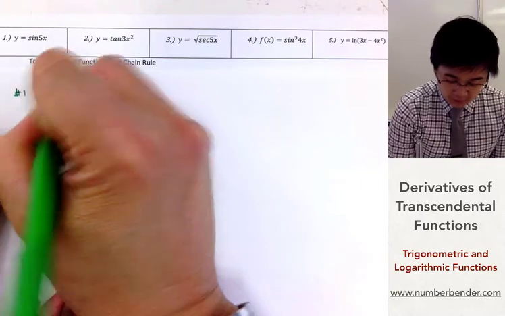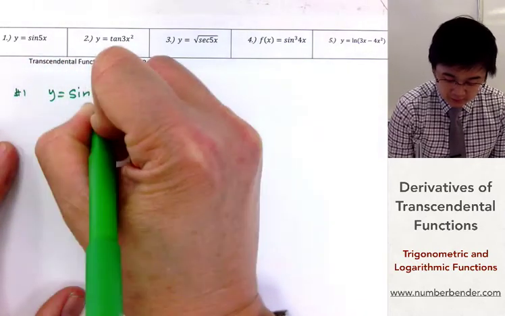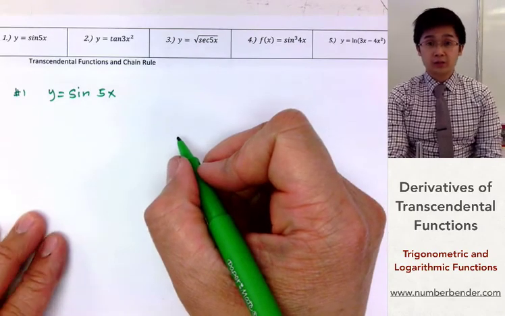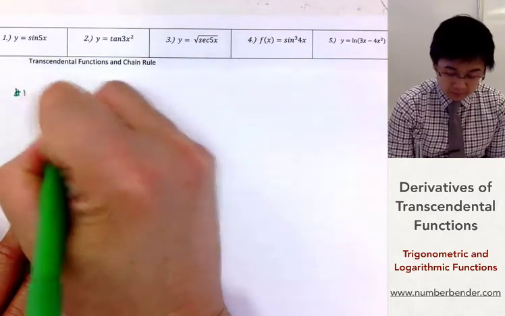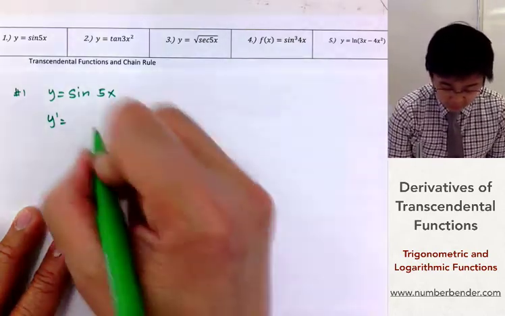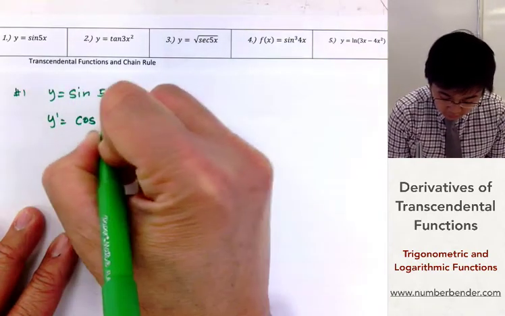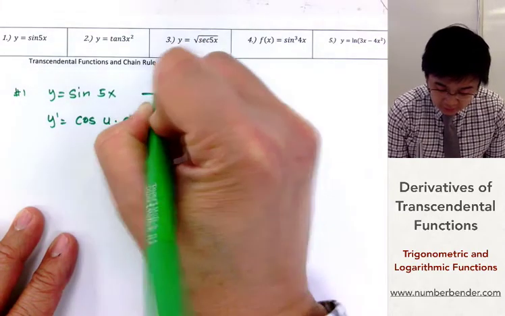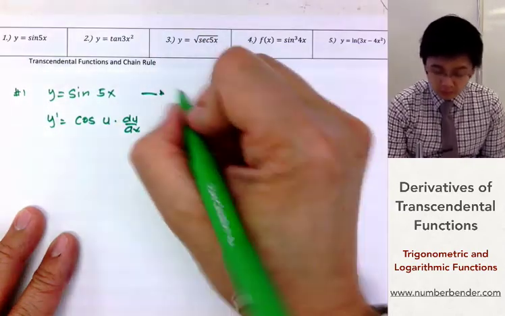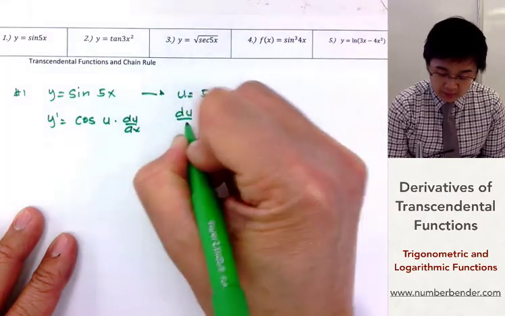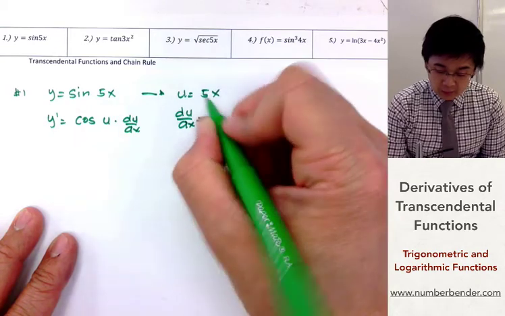Number 1, we have y equals sine 5x. Since we're working on the derivative of sine u, we know that the derivative of sine u is going to be cosine u du dx. So let's write it down: cosine u times du dx. And in this particular function, u is 5x and du dx is going to be 5.